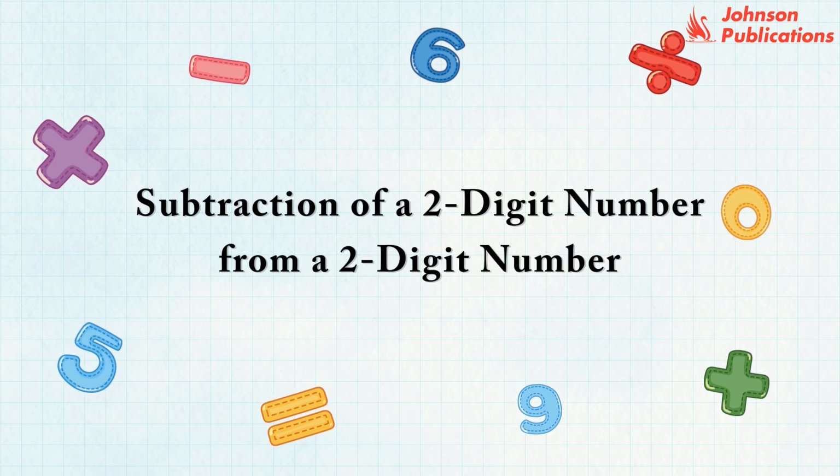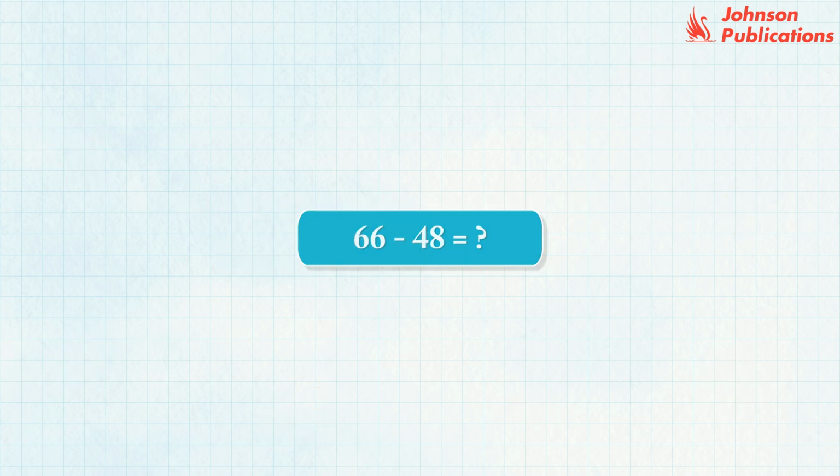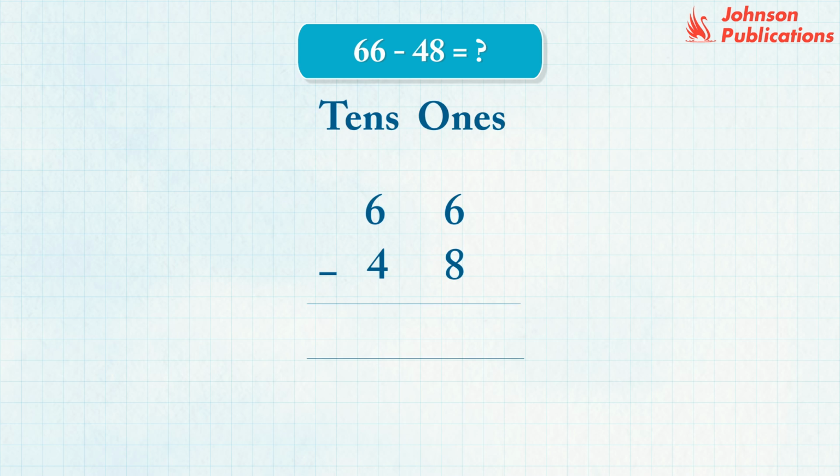Let us now understand the subtraction of a 2-digit number from a 2-digit number. Subtract 66 minus 48. Step 1. Subtract the ones. Since 8 cannot be subtracted from 6, borrow 1 ten from the tens column and regroup the ones column as 1 ten plus 6 ones is equal to 16 ones. Then, 16 ones minus 8 ones is equal to 8 ones.